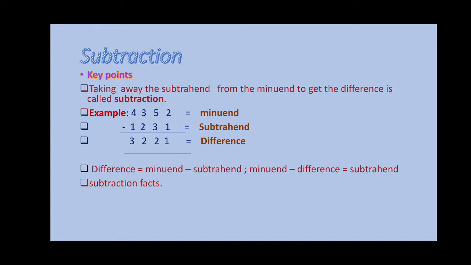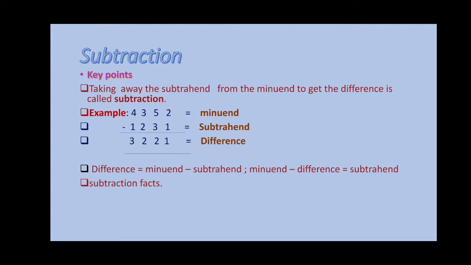The answer of addition is sum or total. The answer of subtraction is difference. The new words which you learned in class 3 and class 4 are minuend and subtrahend. Again we will recall once: what is minuend and what is subtrahend? The number from which we are taking is called minuend. The number which is taken is called subtrahend. That bigger number from which we are subtracting is the minuend, and the number which we are taking from it is the subtrahend.